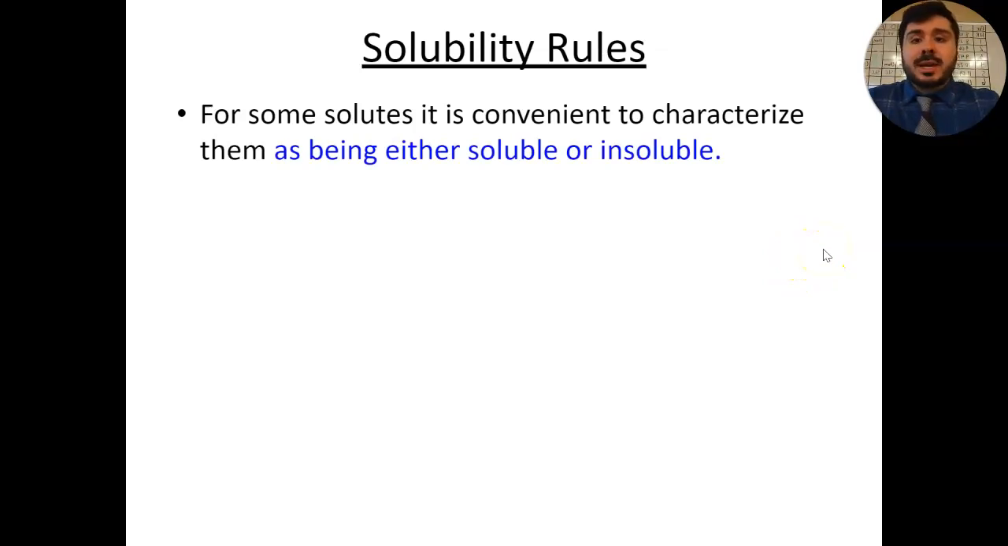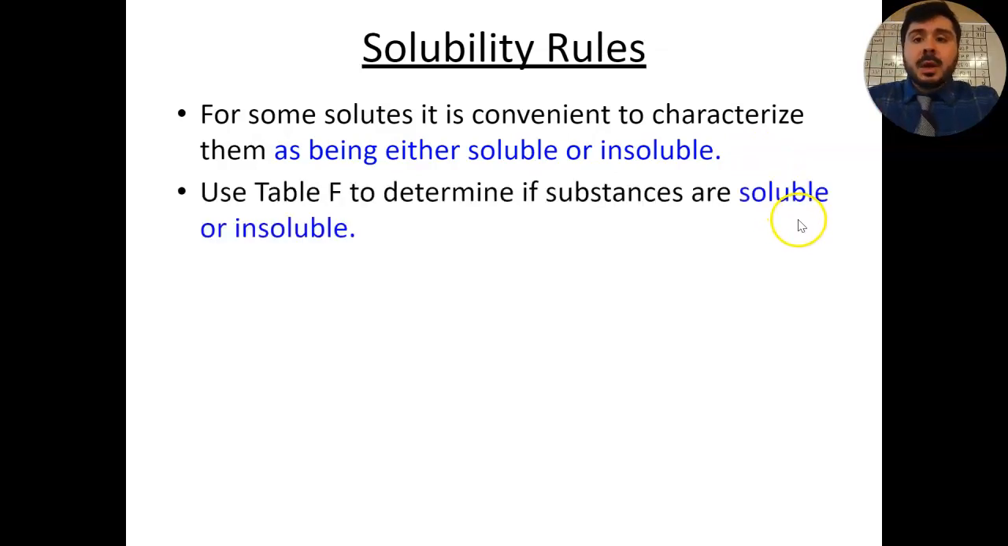For some solutes, it is convenient to characterize them as either being soluble or insoluble, right? It's not always going to be whether they're saturated, unsaturated, or supersaturated solutions. Sometimes it's just way easier to talk about whether they're soluble or insoluble. And we're going to use a new table. We just introduced table G yesterday, which is the solubility curves. This right here, table F, is more of an identification table that helps you look at any given substance and determine whether it's soluble or insoluble.